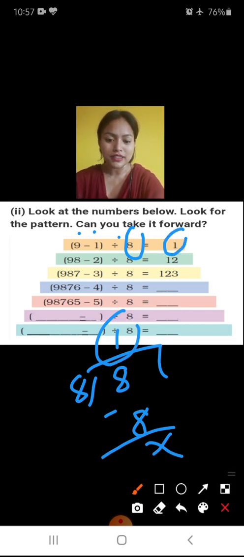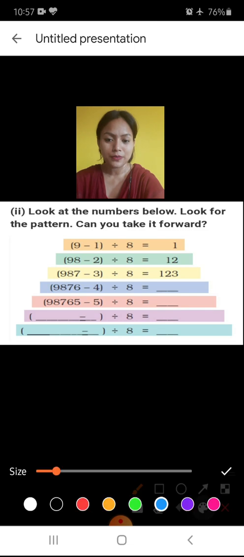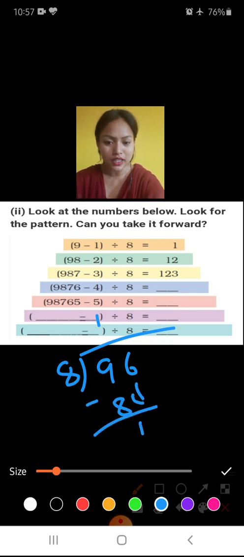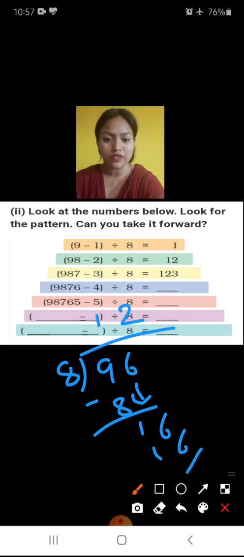Now similarly, see the second one: 98 minus 2, divided by 8. So 98 minus 2 is 96. And when we divide 96 by 8, let's see the answer. 8 one times is 8, then 16. So 8 two times is 16. So what's the remainder? 16. So we have written the answer here. It is 12.